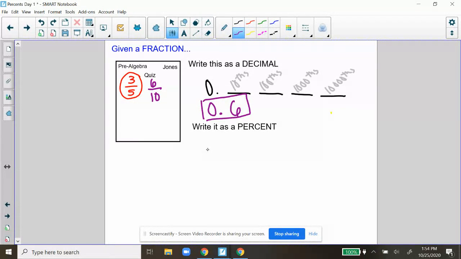So we're now thinking about 6/10, but remember that in percent, we're thinking about it being out of 100. So I want to think about an equivalent fraction that's out of 100, which will lead me to 60 out of 100. I then transfer this into being my percent as 60%.